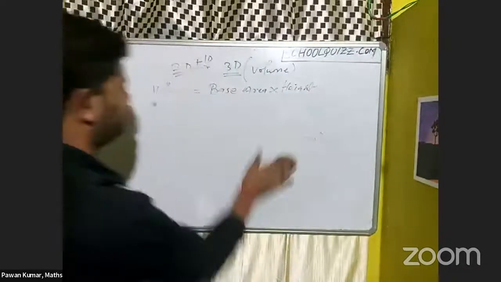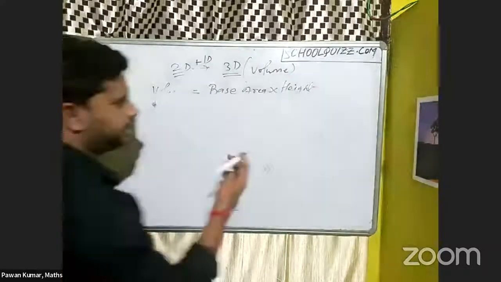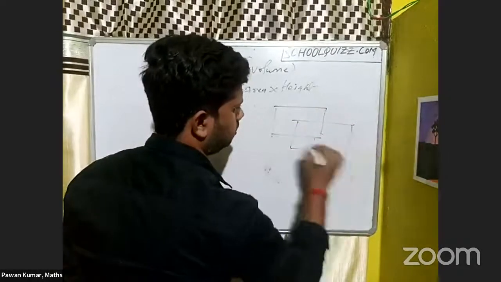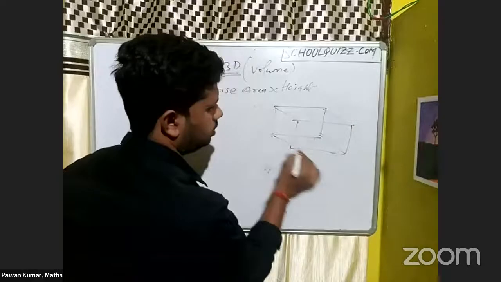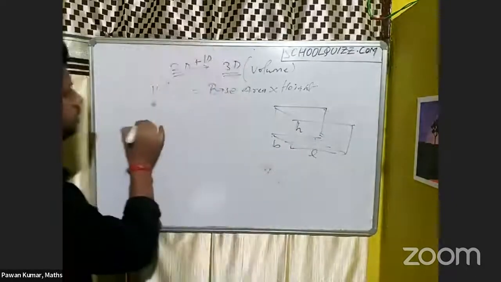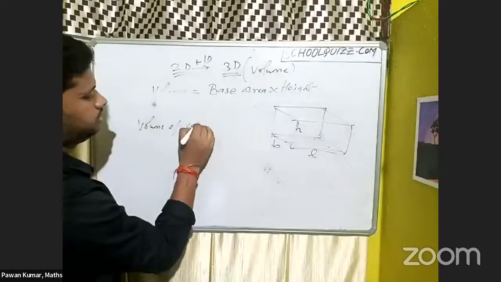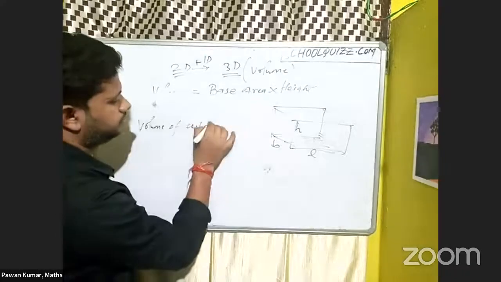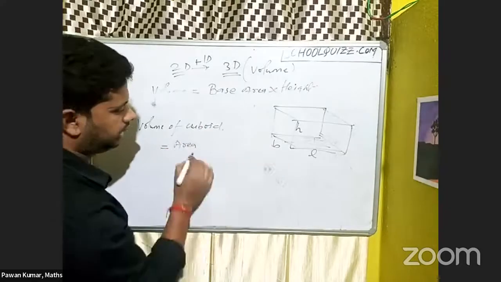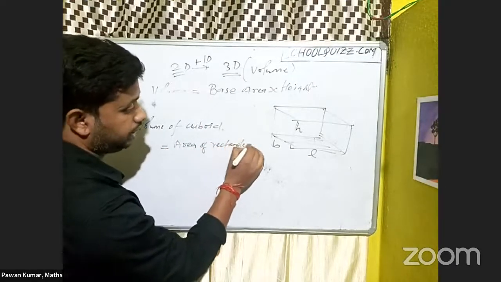For the cuboid also, the formula will be the same: base area into height. So if I am talking about the cuboid, this is length, this is breadth, this is height. The base is a rectangle. So the volume of the cuboid is the base area, the base being a rectangle, so area of rectangle into height.